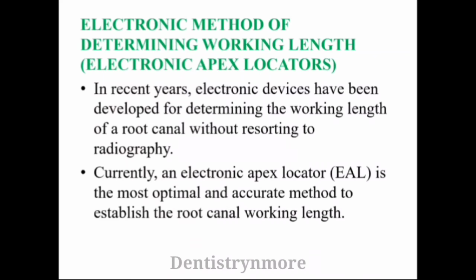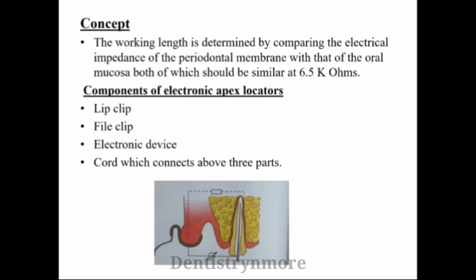The electronic apex locator has been developed for determining the working length of the root canal without distorting the radiograph, in recent years. Currently the electronic apex locator is the most optimal and accurate method for establishing the root canal working length, and the concept is comparing the electrical impedance of the periodontal membrane with that of the oral mucosa, both of which should be similar to 6.5k ohms.